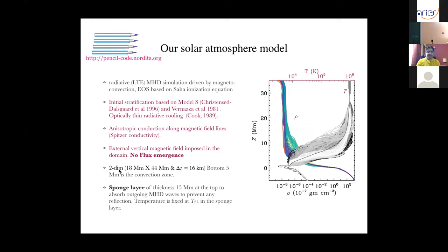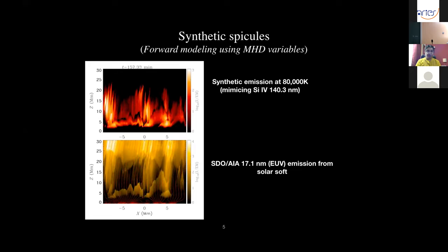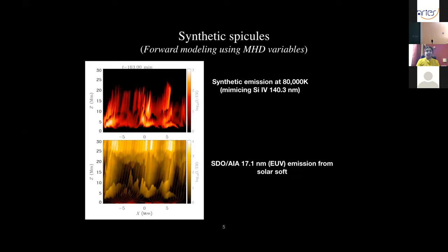The model has a sub-photosphere, a chromosphere, transition region and corona. It's a 2D model. Horizontally it is about 18 megameters, and in the vertical it is about 44 megameters. A small part of it, about 5 megameters, is the convection zone. At the top we have what is known as a sponge layer, which absorbs the incoming waves, so that we always have outgoing flow at the base of the sponge layer.